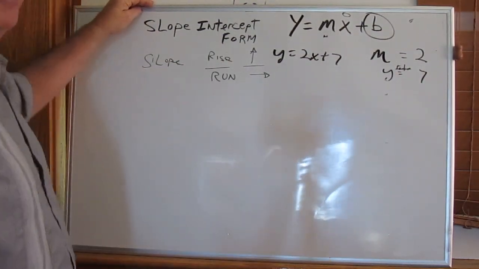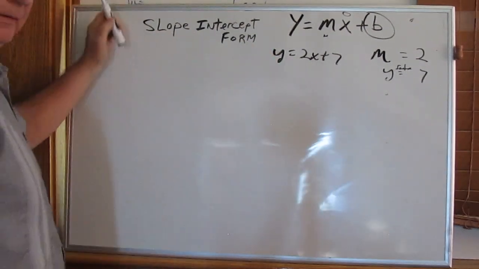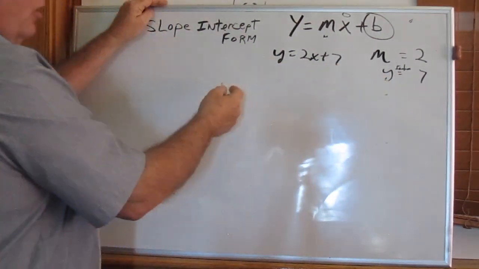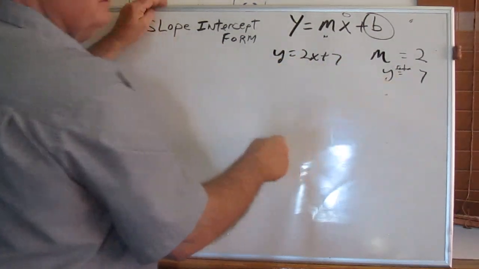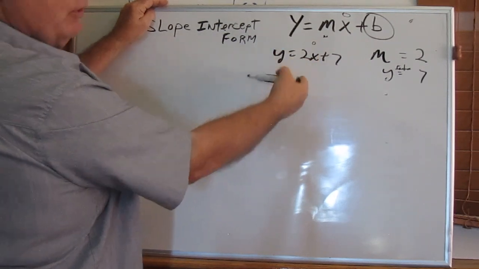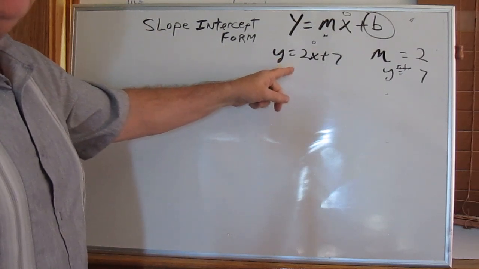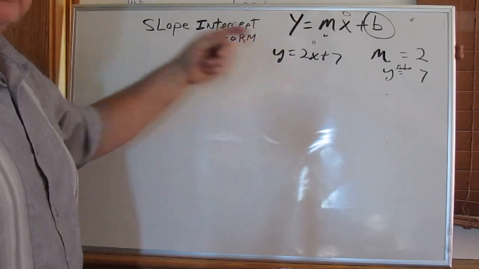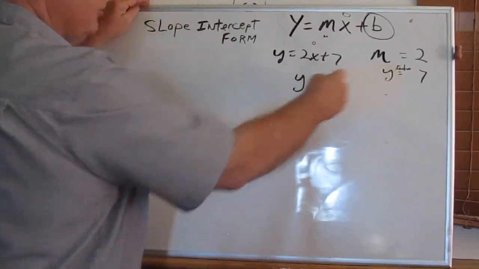Let's look at the y-intercept. We know from this equation that the y-intercept is 7, which means that when x is 0, y equals 7. Which of course, if you look at that mathematically, that makes perfect sense. Y equals 2 times 0 plus 7, y equals 7.